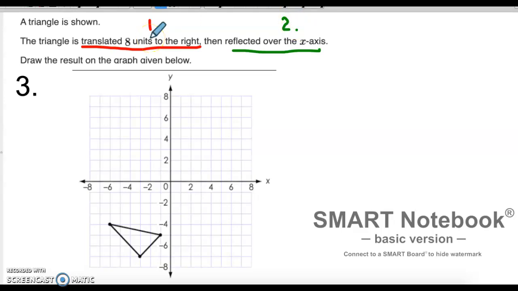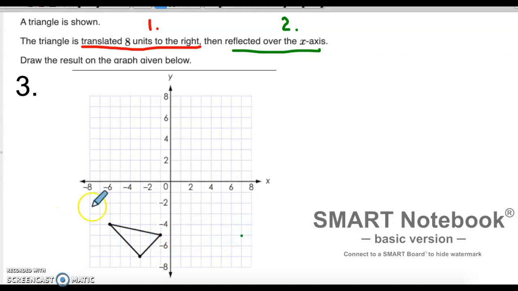So we remember the word translate means to move. So you're moving your figure up or down, left or right. So if we're translating 8 units to the right, we're going to go to our original figure down here, and each vertex of the triangle, so each point here on the triangle, we're going to move 8 units to the right. So we're going to start here, 1, 2, 3, 4, 5, 6, 7, 8.